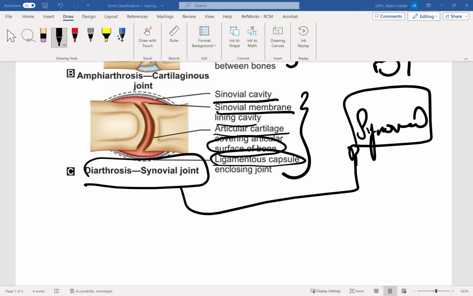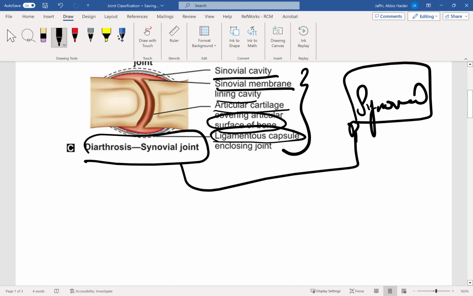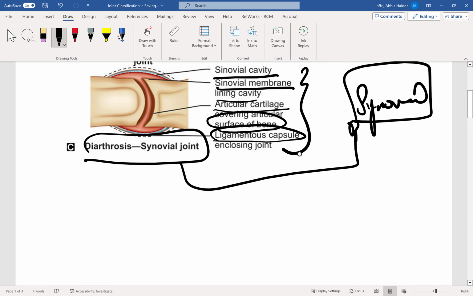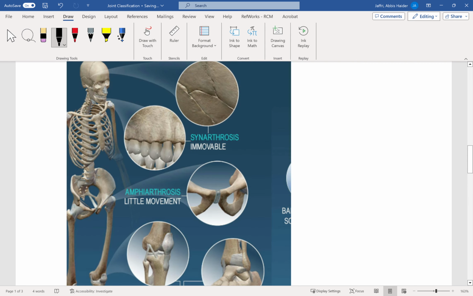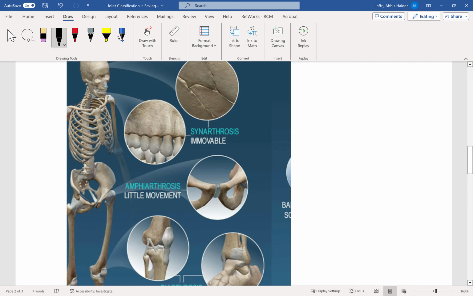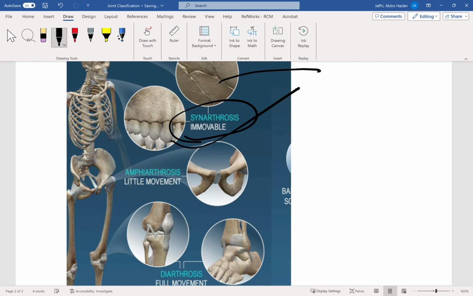of your synovial joints. Sometimes they would have a bursa, sometimes they would have a labrum. All of these structures are there to make them conducive to movement. Since we are talking about synovial joints and biomechanics, we'll talk about synovial joints here. These are some of the examples that I have already discussed. In synarthrosis, immovable, your sutures and your gums, that we have talked about.